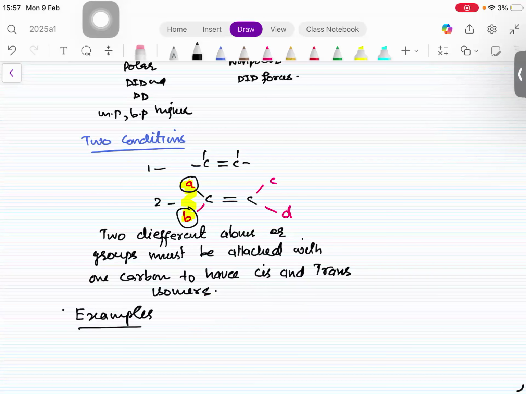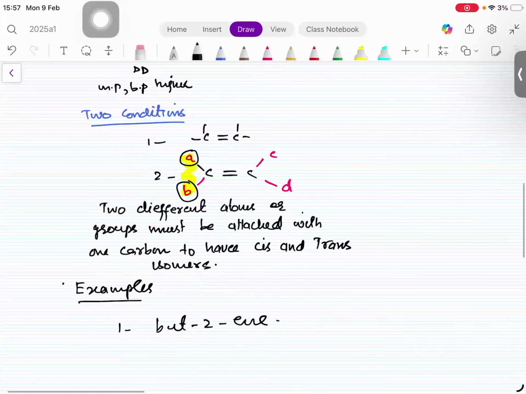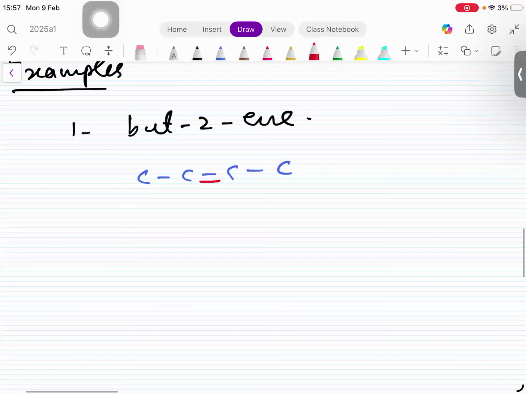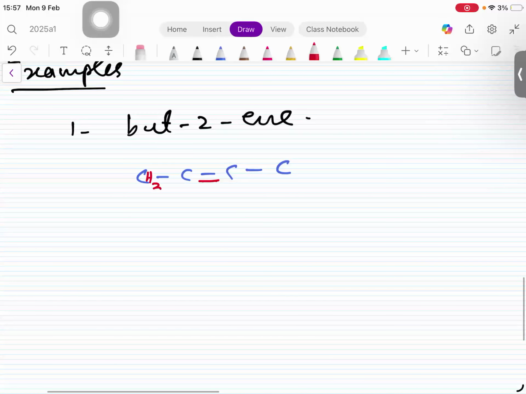Number one, butene. Can you please draw the structure of butene and see if there is any cis and trans isomer for this? Now, butene means 1, 2, 3, 4 carbons. Please pay attention. The double bond is here. So it is CH3, CH3, this is CH, this is CH.